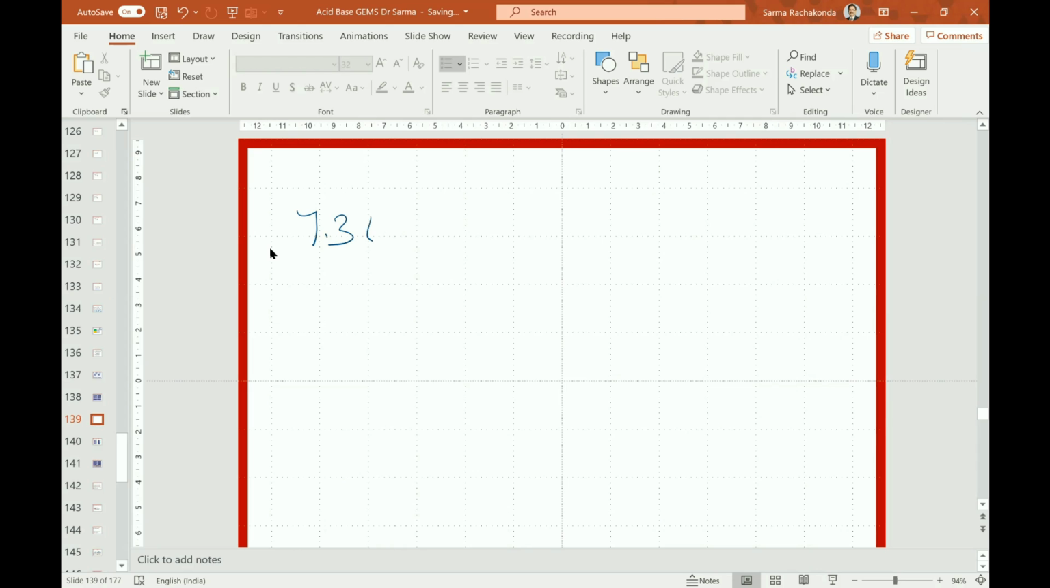7.34, that is pH, you know that, and then 60, 55, 26, bicarb is 26. You can see the oxygen is also lower and carbon dioxide is higher. There is some difficulty in the respiratory problem. So let us see what sort of problem that is.